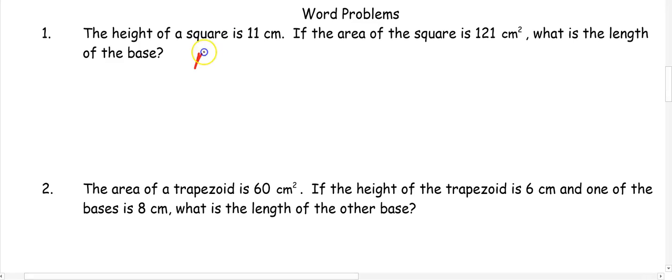So remember that the area of a square is equal to base times height. And if you're really quick on it, you should already know that the base length is 11 because squares have the same. If you're not sure, remember the area is equal to base times the height of 11. We can divide both sides by 11 and we still get that the base is 11 centimeters.